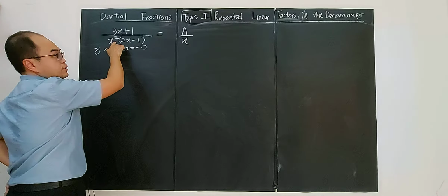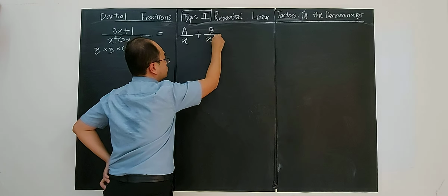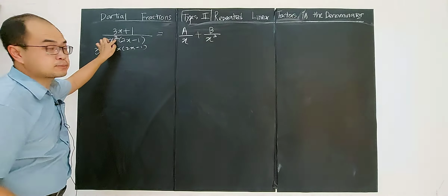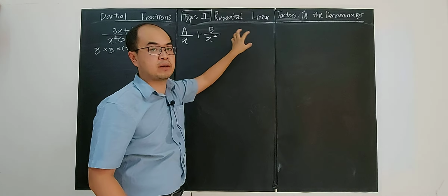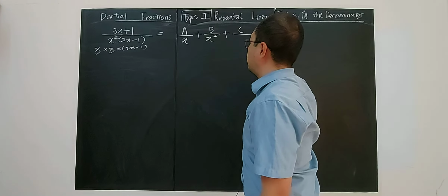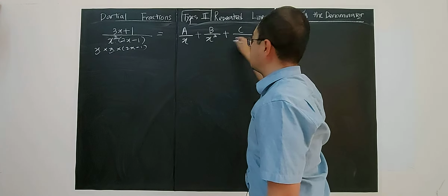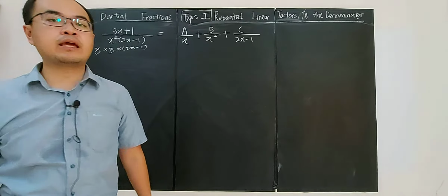So now, for this case, you have to decompose this into a over x, and another one will be b over x to the power of 2. If let's say this is x power of 3, then you will have another one, c over x power of 3. Understand? So then you have c over 2x minus 1. This is not repeated, right? Not repeated, only this.